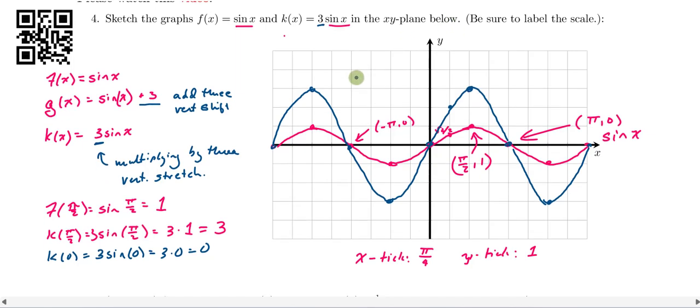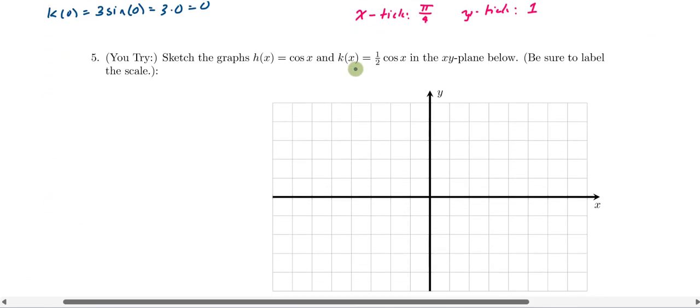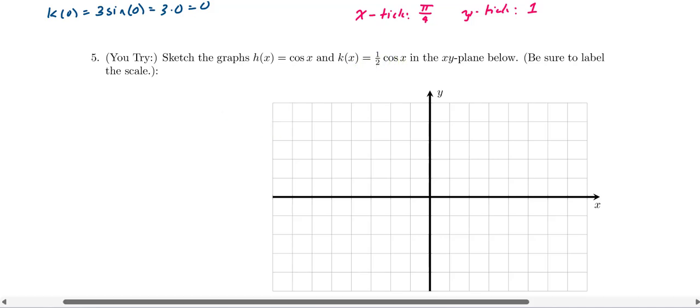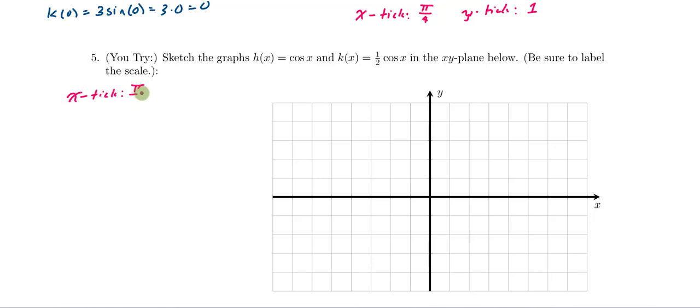Okay. So what I'd like you to do is go ahead and sketch the graph of k of x equals 1/2 cosine of x. I'm going to help you out a little bit with the scale because you can kind of get into trouble with these. I'm going to let each x tick mark, just as before, be pi over 4. But I'm going to let each y tick mark actually be 1/4 just to accentuate things a little bit here.